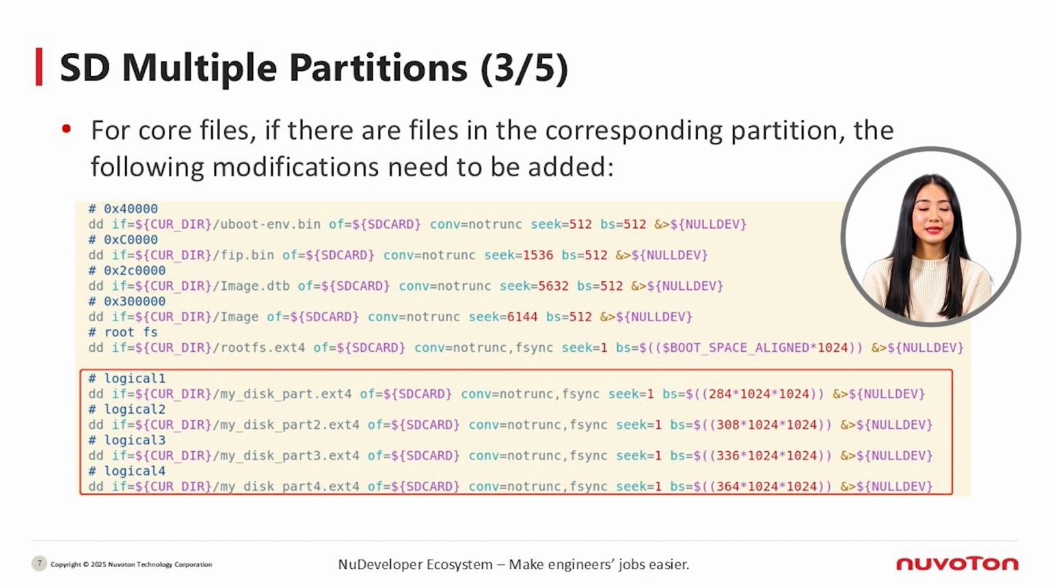For core files that can be written using the dd command, if there are files that need to be preloaded into a new partition, perform this step. Otherwise, it can be skipped. Refer to the modifications highlighted in the red box below. Assume the new file names are my_disk_part.xt4, my_disk_part2.xt4, my_disk_part3.xt4, my_disk_part4.xt4. Use the dd command to write each file to its corresponding address individually.